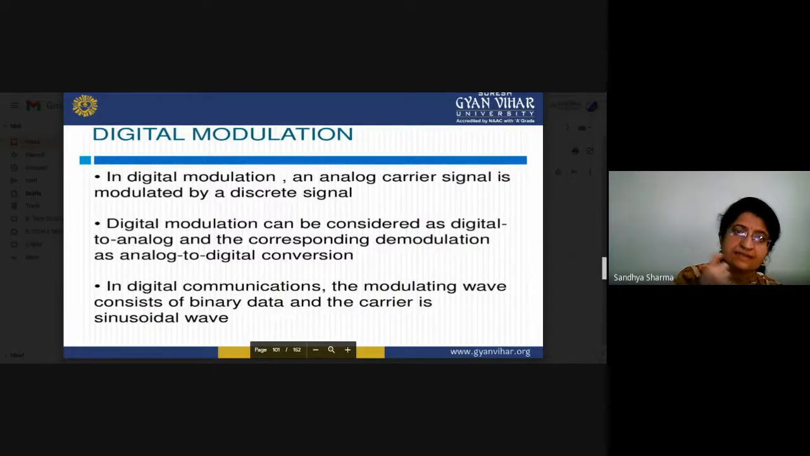So, in digital modulation, an analog carrier signal is modulated by a discrete signal. And what about digital modulation can be considered? So here, digital to analog, and corresponding demodulation, again analog to digital conversion. So this is the main theme: what type of process we have to follow for digital modulation.